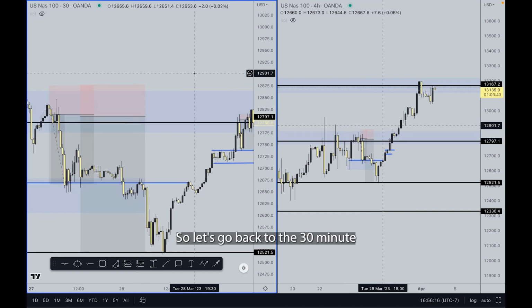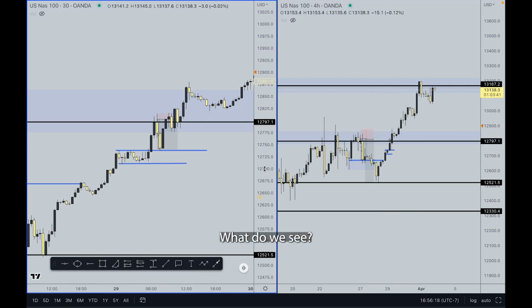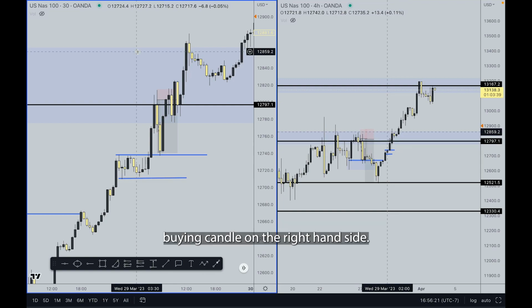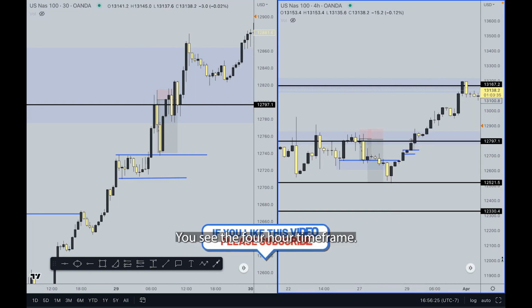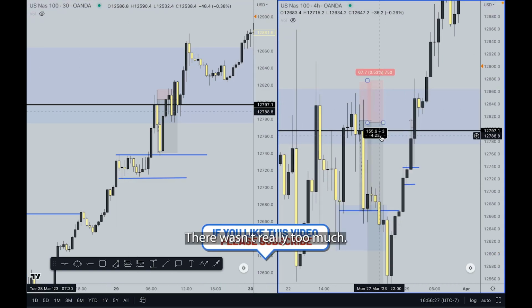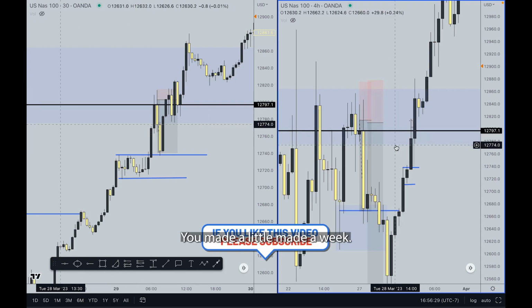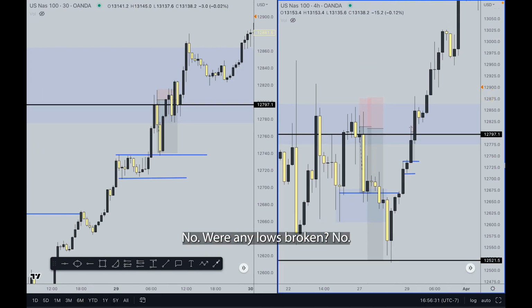So let's go back to the 30-minute time frame. What do we see? Two strong bearish volume candles. And on the right-hand side, you see the 4 hour time frame. There wasn't really too much. Yeah, it made a wick, but was structure broken? No. Were any lows broken? No. And that's what it comes down to.